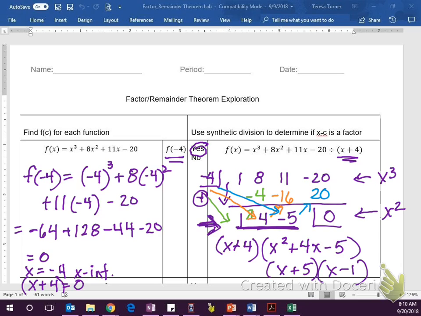Do you agree? Yes. So we could keep going here. Knowing that that's a factor, I could keep dividing this by either negative 5 or positive 1 and finish it out. But unless you're struggling with factoring, most of the time when you get to a quadratic, if it will factor, you just factor it. If it doesn't factor because it's prime, then you just leave it there.